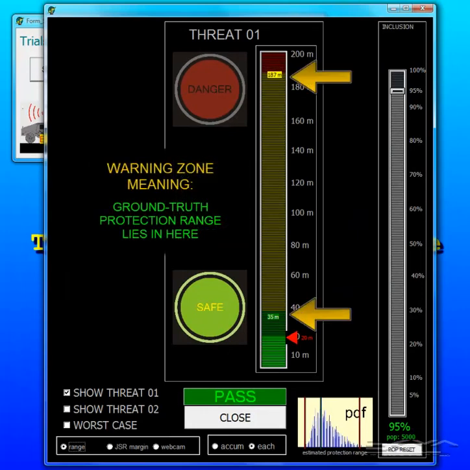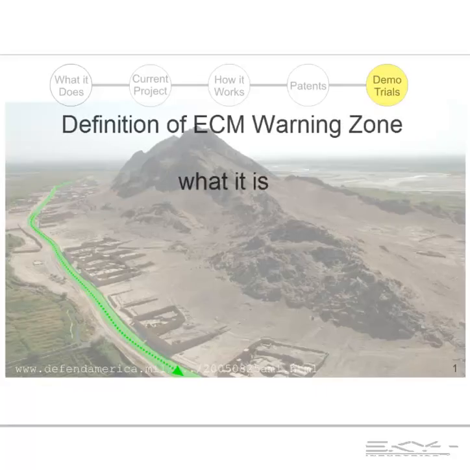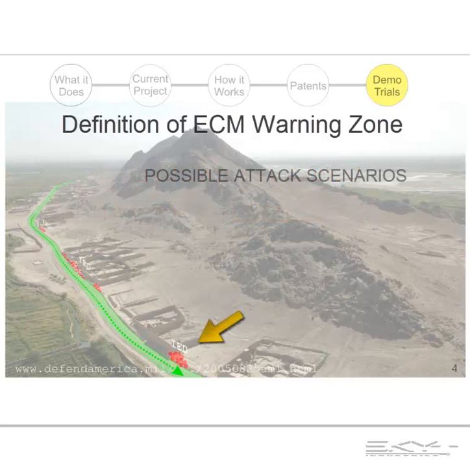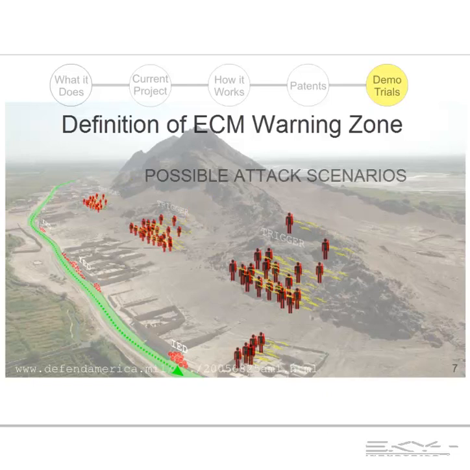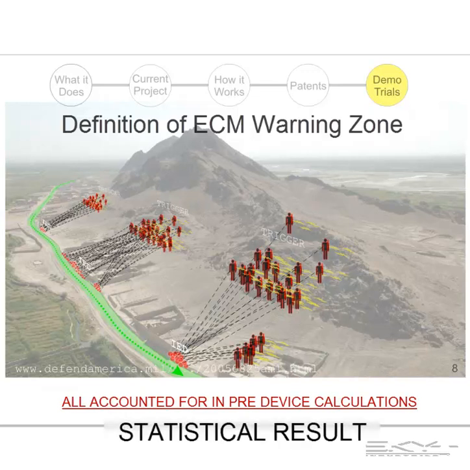The meaning of the warning zone is critical to understanding what the PRE device is doing, and the best way to understand this is by pictures. So here are some to explain what the warning region is and what it means. Remember that all calculations performed by the PRE device are statistical and account for the fact that there is uncertainty about virtually every aspect of the attack scenario: where the IED is, where the trigger man is, and what the general geometry of the attack is.